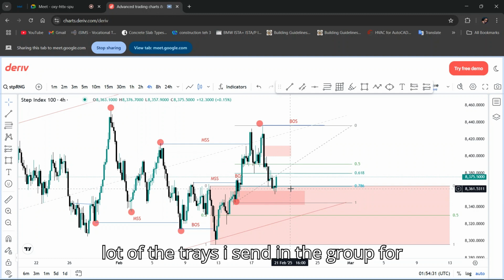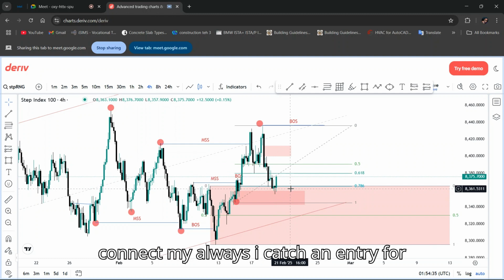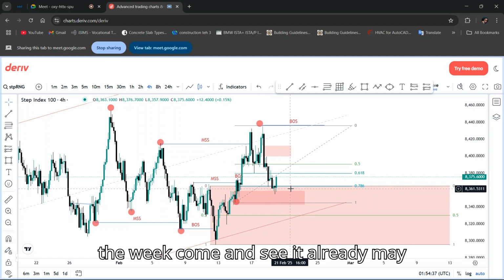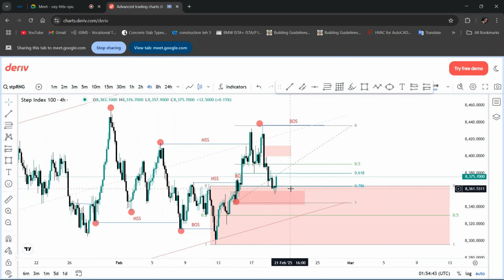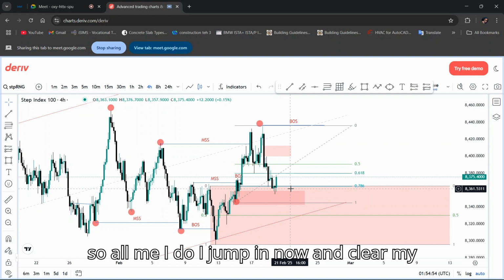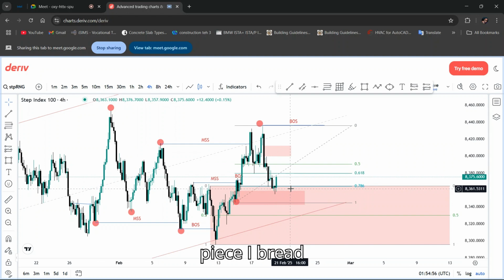That's why you see a lot of the trades I send in the group, most of the ones that connect, I catch an entry after the week. Because I see it already, I already know what is going to play out. Always I catch an entry after the week, always, because I get the confirmation. So I jump in now and claim my piece of bread.